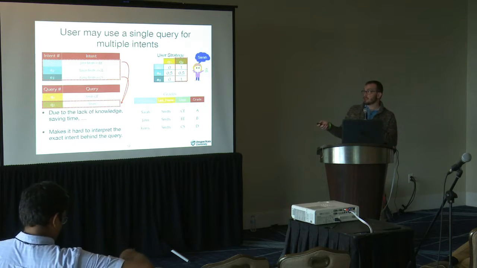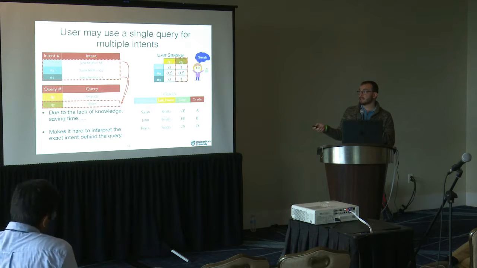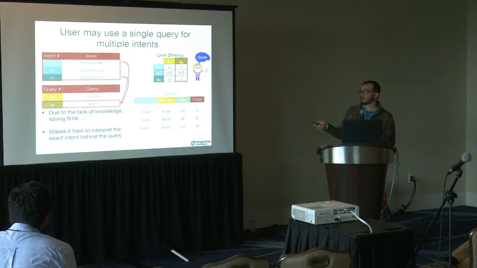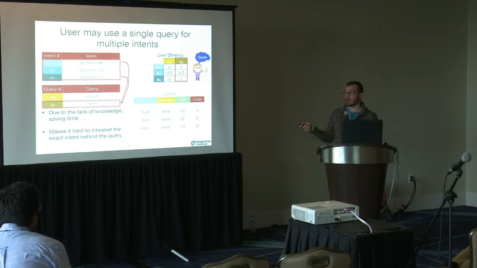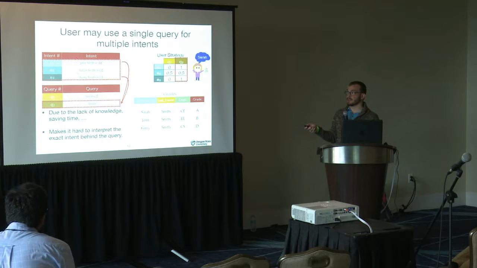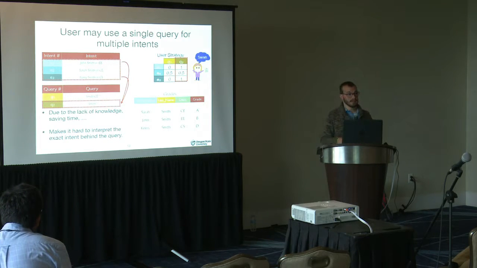So the user can also have multiple intents mapped to the same query. Here we see that for all of the intents, there's some probability that the user is going to enter query 2. For intent 1 and 3, it's 100%. For intent 2, it's 50% that they'll submit query 2. This is one of the reasons why it's difficult for the database system to find exactly what the user is looking for behind the query. They may submit "Smith," but it could be any one of these three things that the user is actually looking for in the database system.